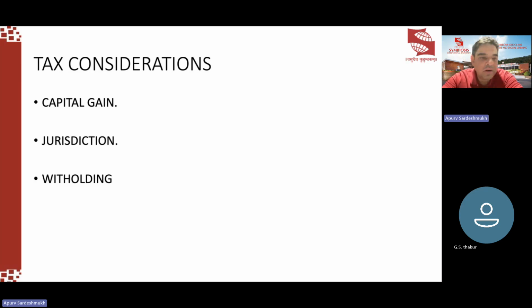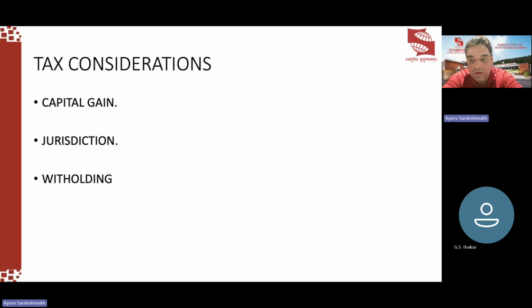So it is very important to understand the jurisdiction of the transaction, and in which jurisdiction the tax laws will be applicable. And once the tax laws are applicable, you also need to find out whether there is a double taxation treaty, whether that double taxation treaty is applicable, and what tax rates are going to be applicable.